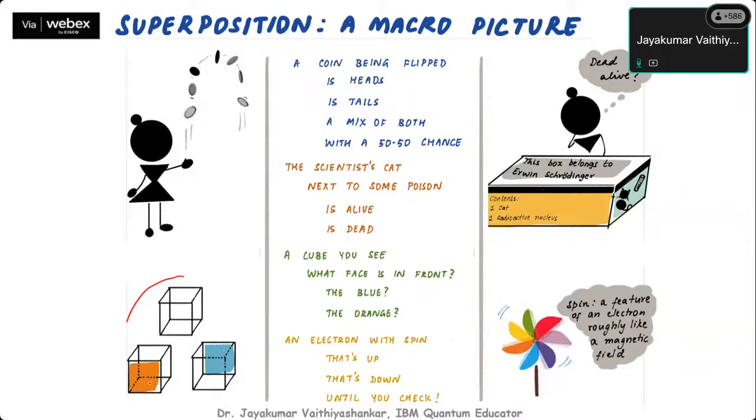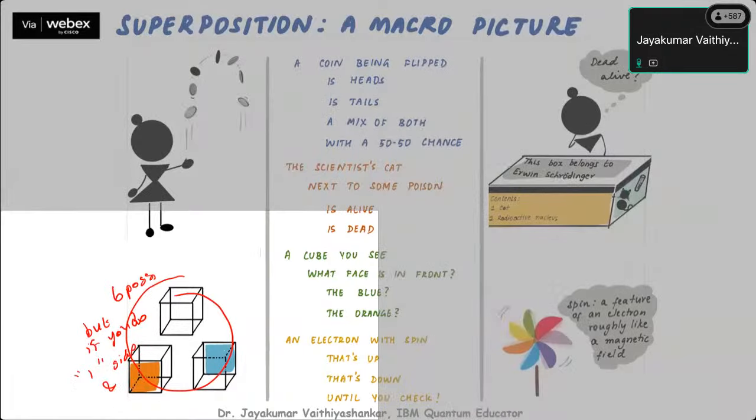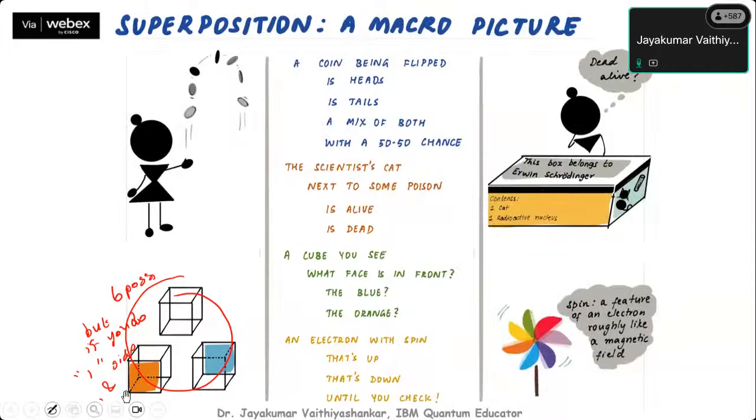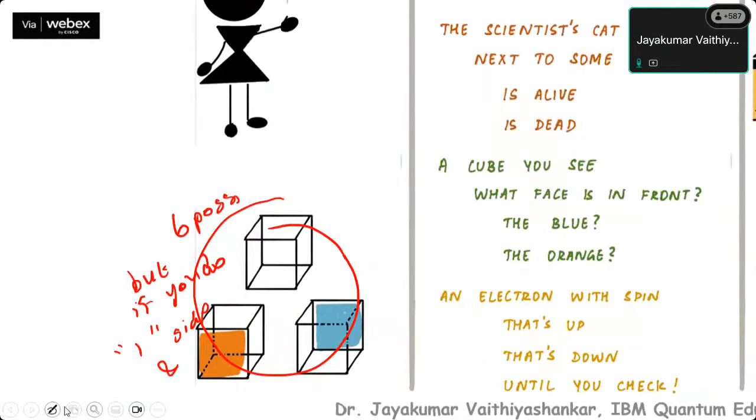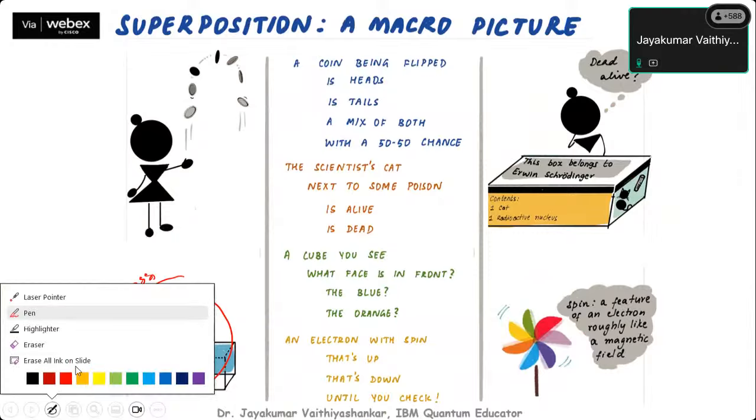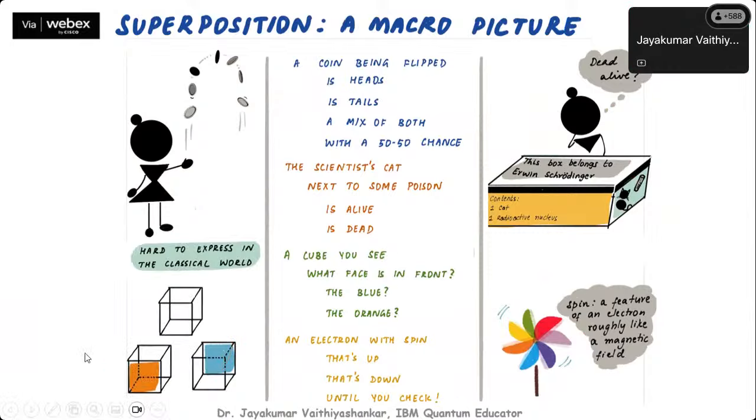So here you have 6 possibilities. But if you do measurement, you will see only one side, only one color. Are you able to get the idea? So this is about superposition.